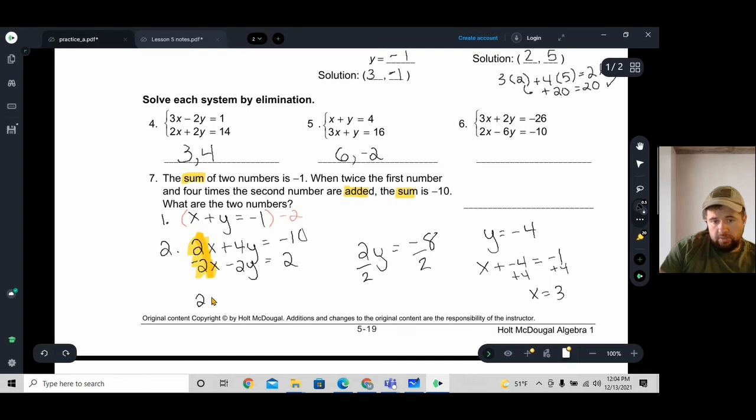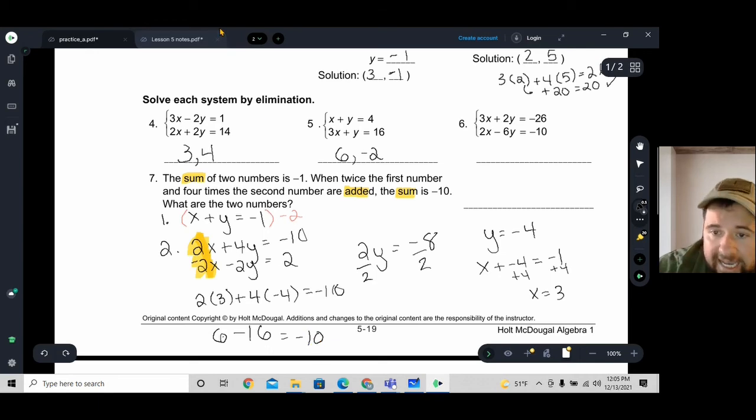I'm going to check this against my second equation. Is 2 times 3 plus 4 times negative 4 equal to negative 10? 2 times 3 is 6. 4 times negative 4 is negative 16. And 6 minus 16 does in fact equal negative 10.